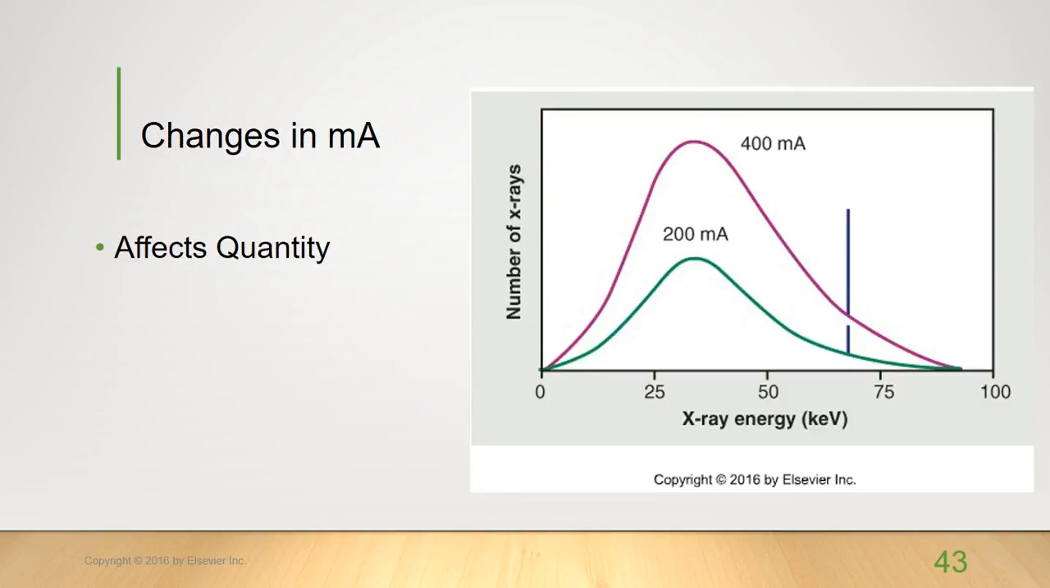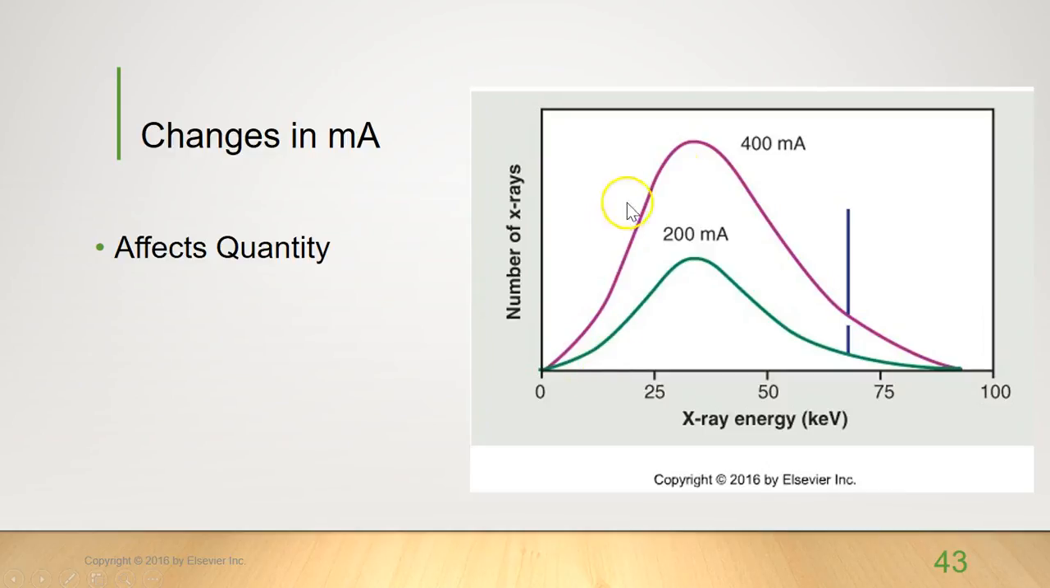Here's the mA. Now, remember, mA is part of your mAs. So we're only going to talk about the mA because we're not going to add the time right now, but it affects the quantity. All other factors remaining constant, if you increase your mA, it increases the amplitude of both the continuous and the discrete portions.